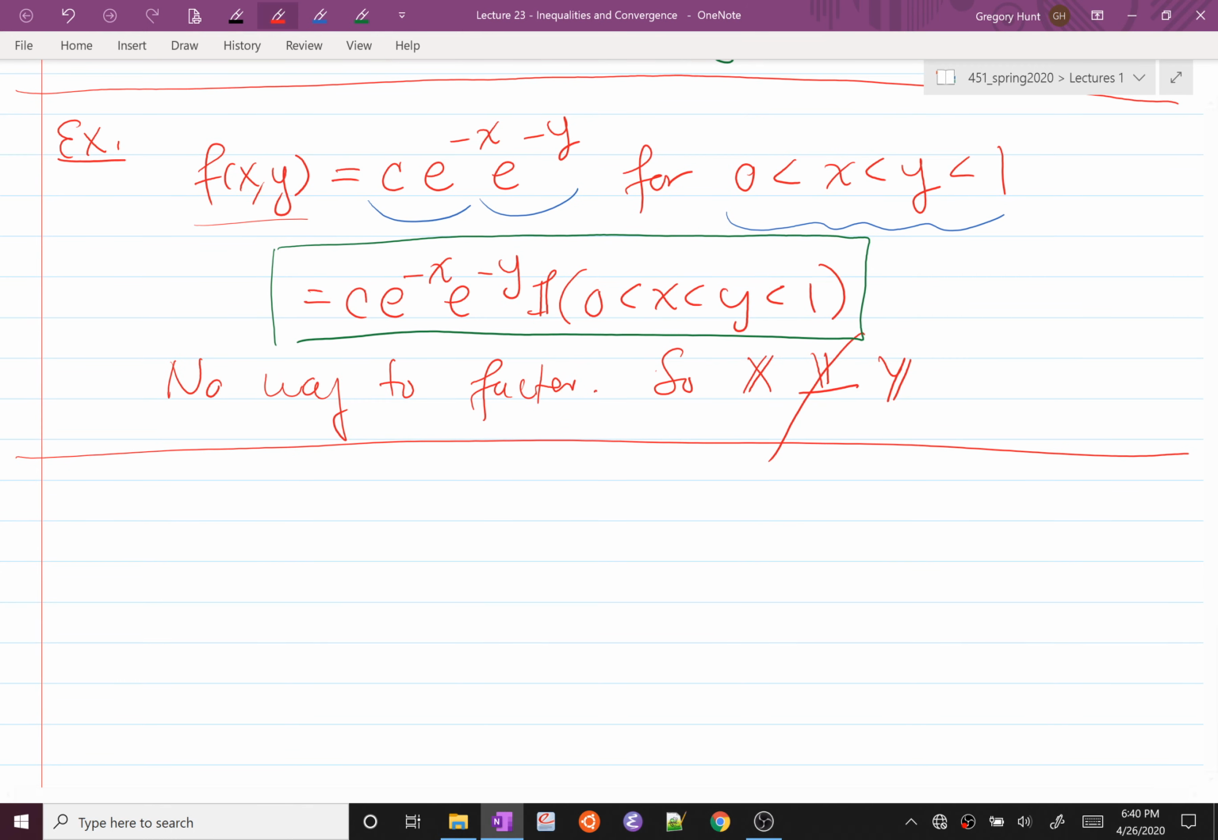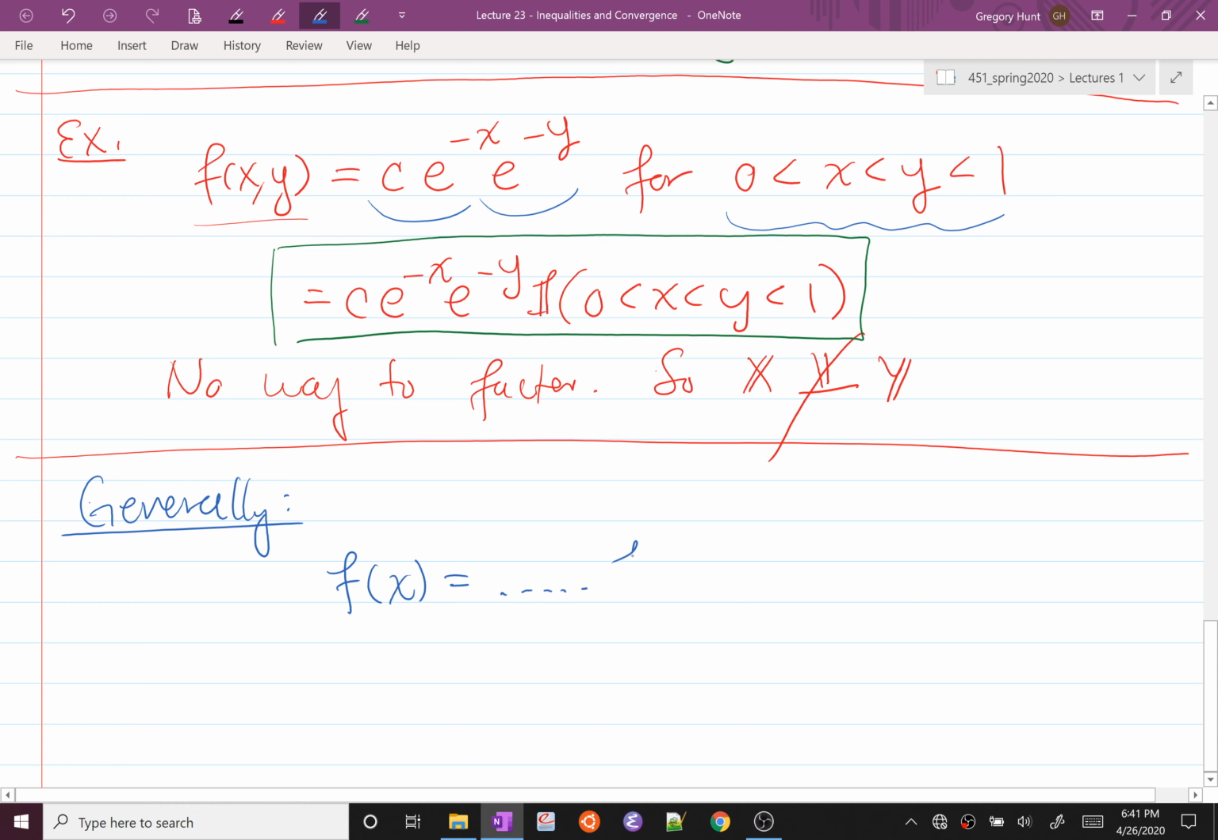And in general, you can play this game with any PDF or PMF. You can always write f of x as some form times the indicator that x is in whatever my support is. So you could always tack that on. That's just going to say it's whatever I choose when I'm in the support, and it's 0 everywhere else.